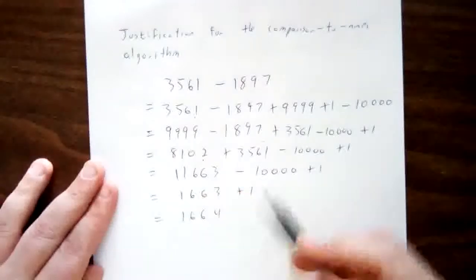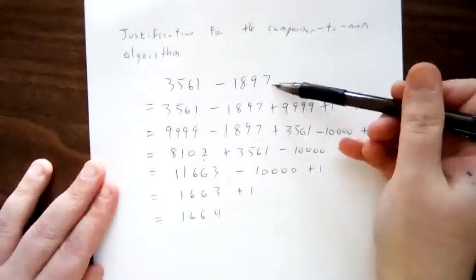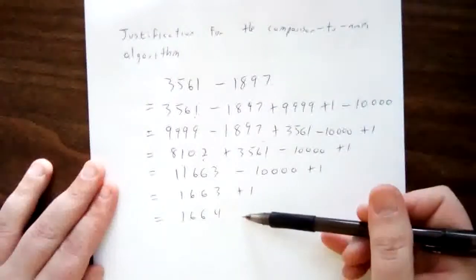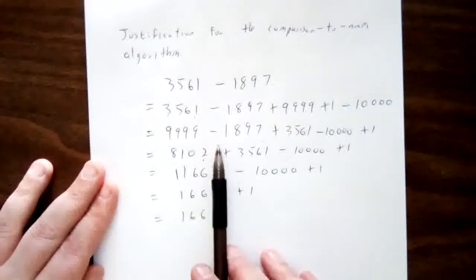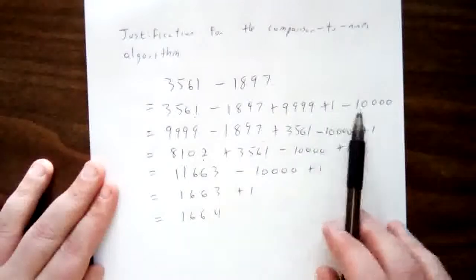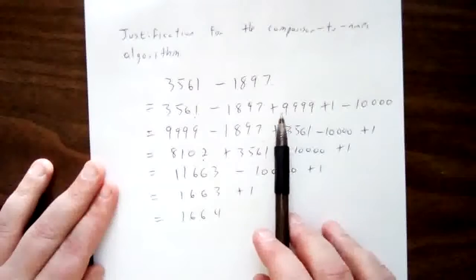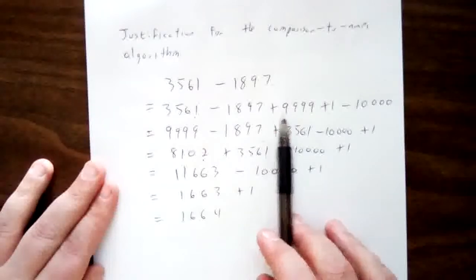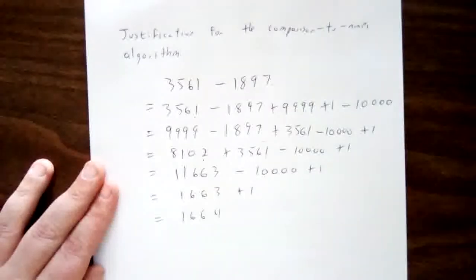So as we can see, each line is equal to every line that follows, so the initial problem has the answer of 1,664, and we can see where all the steps fit in. The reason for the all nines number and the adding 1 and the subtracting 10,000, as I said in the previous video, essentially it's a compensation strategy. We're adjusting our numbers by adding and subtracting to balance out later on. We're just doing it in a clever way so that none of our subtractions will require any borrowing.